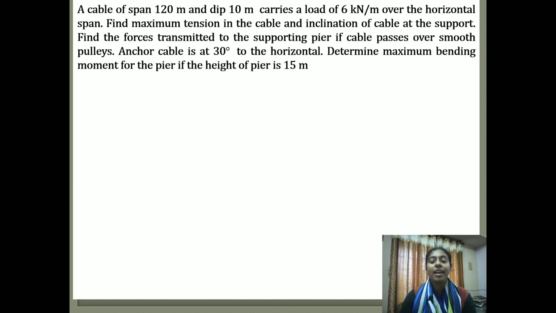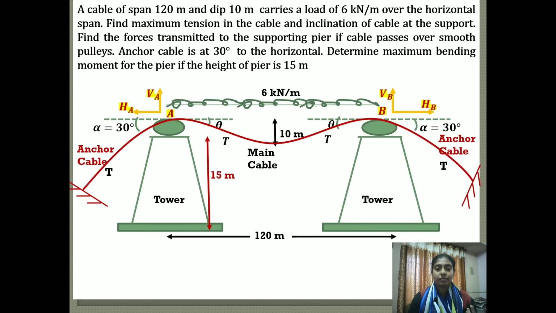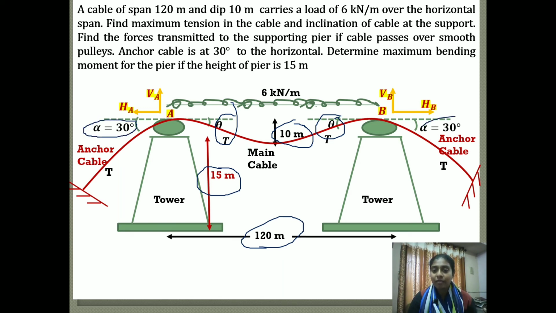So here, in addition to the previous problem, we have to find the bending moment at the pier also. As usual, like the previous problem, the span length is 120 meter. This is the anchor cable, and the height of the tower is 15 meter. The maximum dip is 10 meter. The angle made by the main cable with the horizontal is theta, and the angle made by the anchor cable with the horizontal is alpha, which is equal to 30 degree.